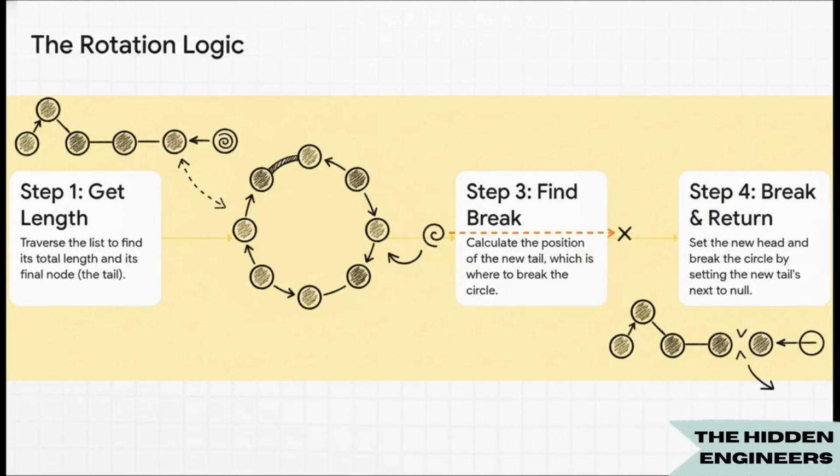Okay, let's break this down because the logic is really cool. First, you walk the whole list to find out how long it is and where its tail is. Then, you do something that feels a little weird at first. You connect the tail's next pointer right back to the head. You literally make a circle. Once it's a circle, rotating is just about finding the right place to snip it.